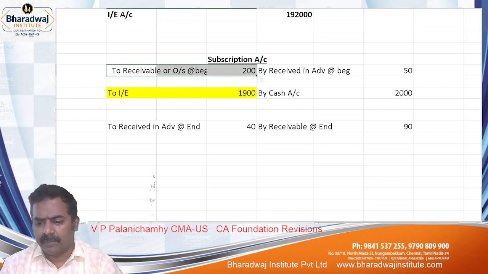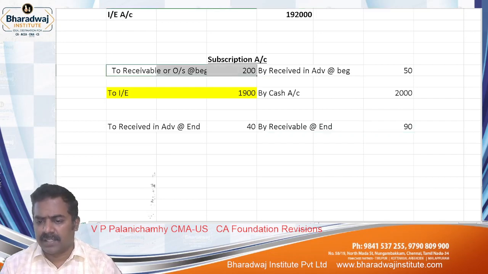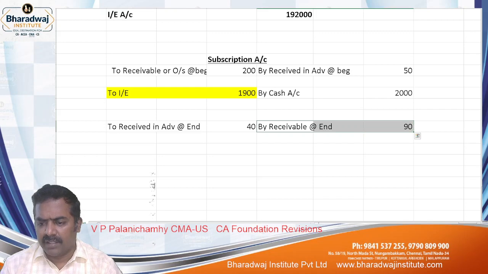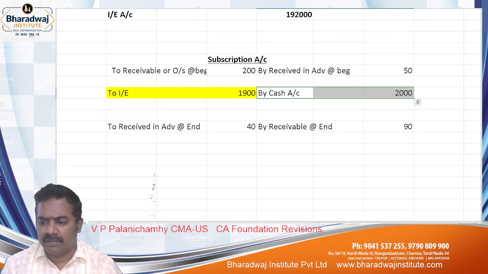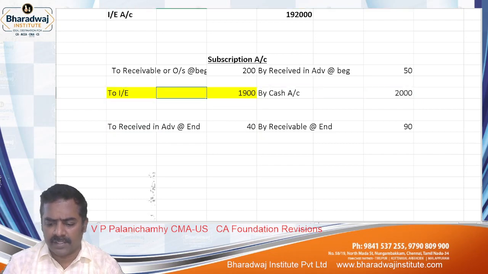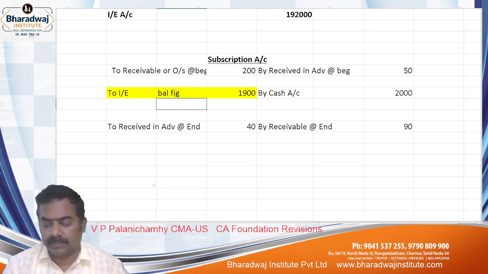Outstanding at the beginning is like 'to balance brought down'. Outstanding at the end is 'by balance carried down'. Receivable is an asset. Received in advance is a liability. By cash received 2000. When you tally, as a balancing figure we get how much? 1900.